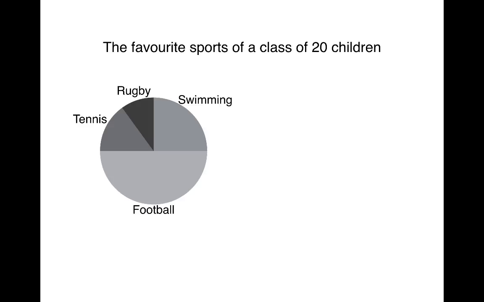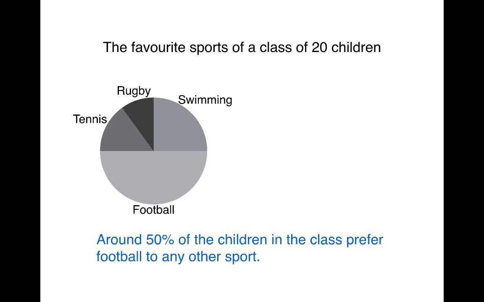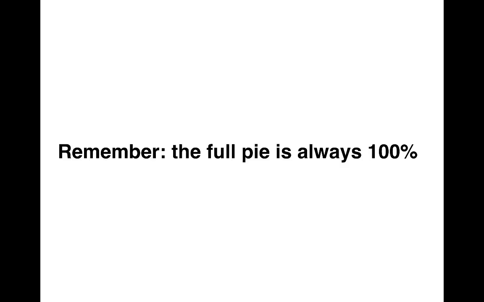The full pie chart is 100%, so it looks like football is approximately 50%. And we can say around 50% of the children in the class prefer football to any other sport. So the key thing to remember with pie charts is the full pie is always 100%.